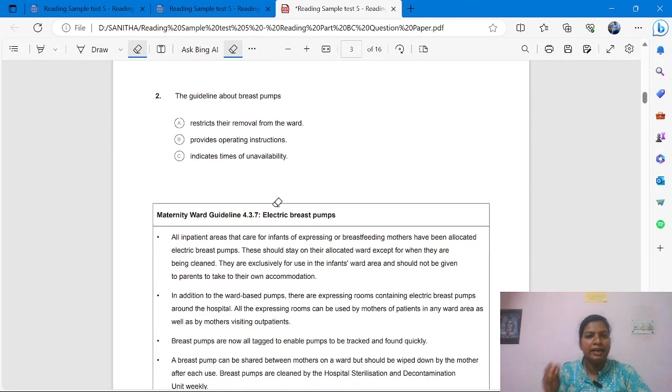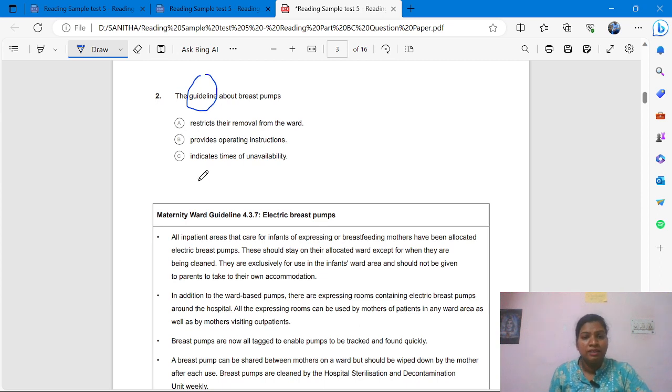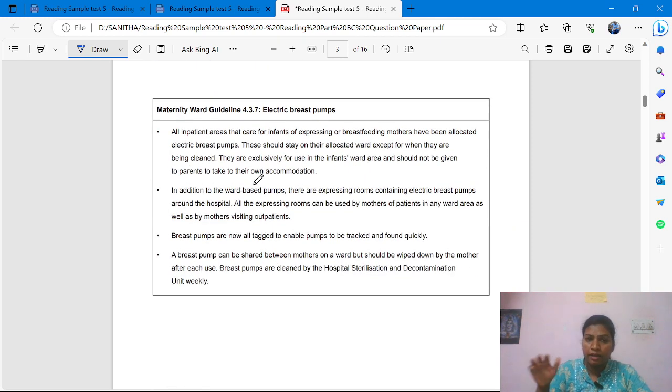Second question, some guidelines they are given about breast pumps. Then you have to read the question, breast pump. Then you have to come to the paragraph. Maternity ward guidelines, electric breast pump.